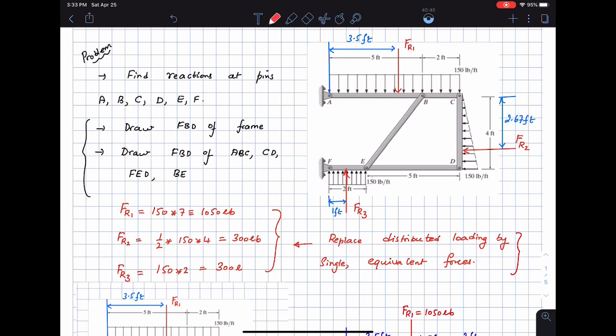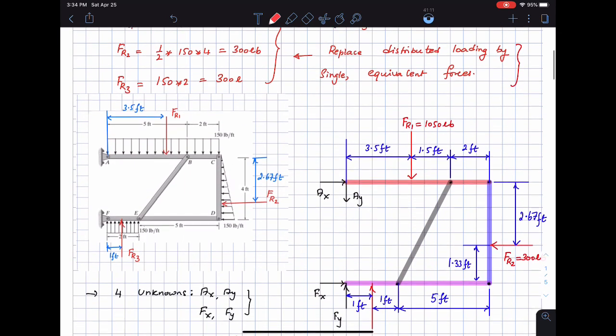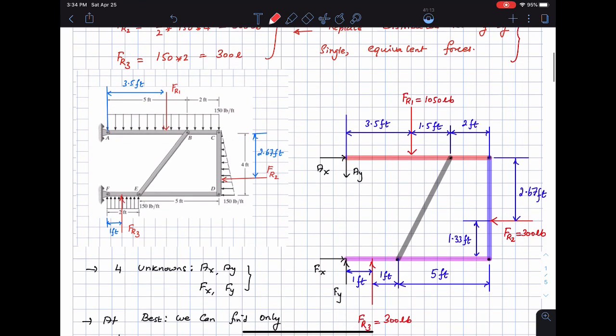Where does the triangular force act? It acts at the centroid of the triangle, which is at a distance of 2L by 3, and the rectangular force is at a distance of L by 2. L by 2 meaning this is 7 by 2 or 3.5 feet. This is 2 times 4 by 3 or 2.67 feet. Once I do that, then I draw the free body diagram of the entire frame. This is because the problem is telling me to do that. Even if that is not the case, I would inspect and see.